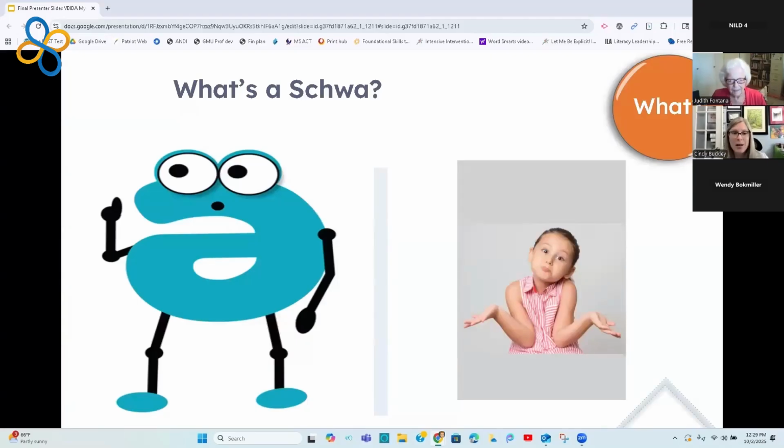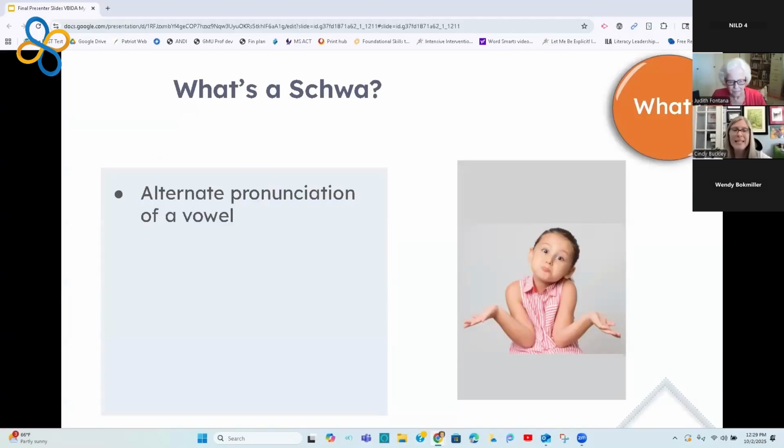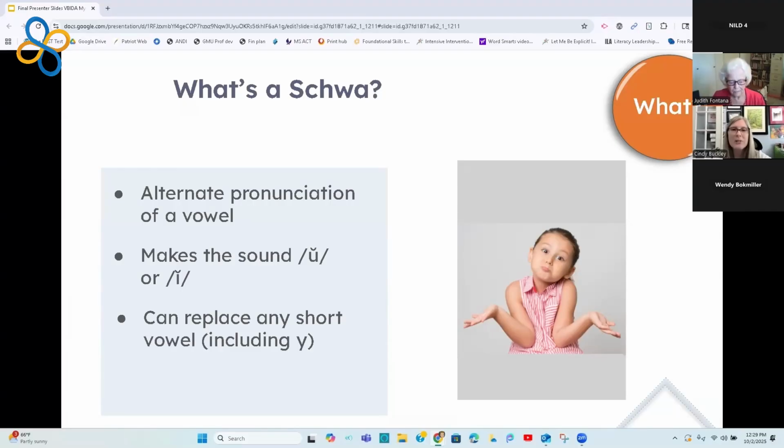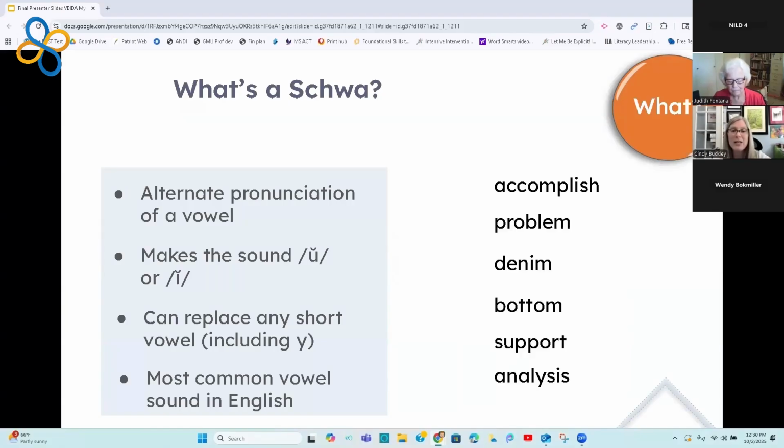What is a schwa? So a schwa is a vowel sound. It is actually an alternate pronunciation of the typical short vowel sounds. So instead of the expected sound, the vowel makes a schwa. And a schwa usually sounds like a short U or short I. The schwa sound can replace any of the vowels, which is probably the reason that it is actually the most common vowel sound in English.